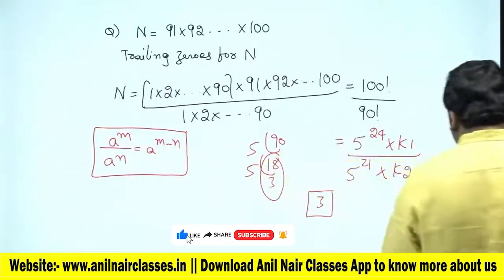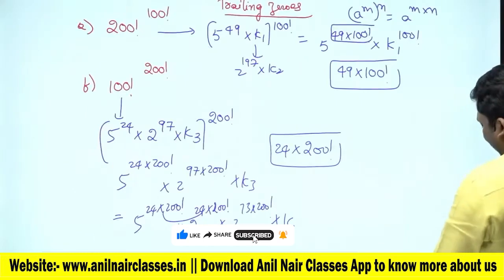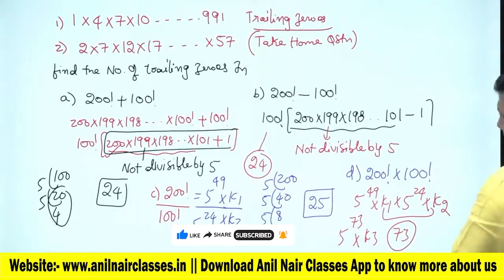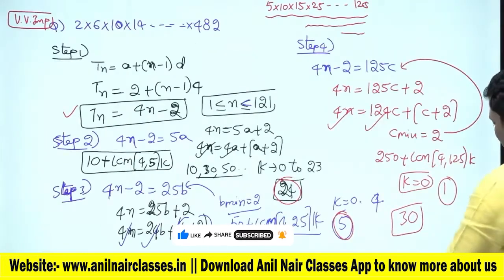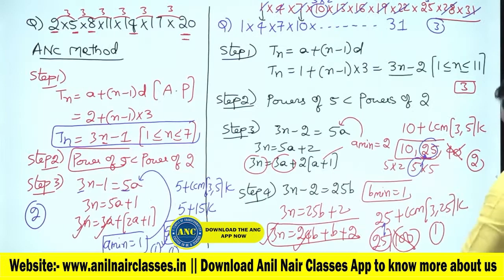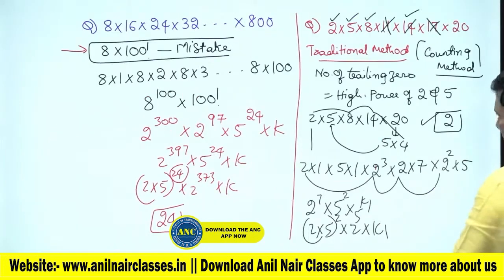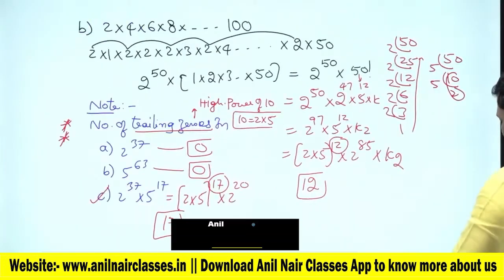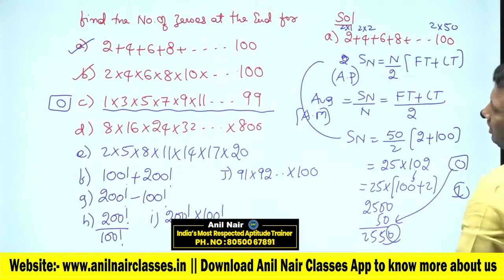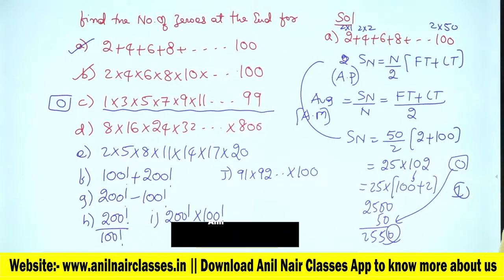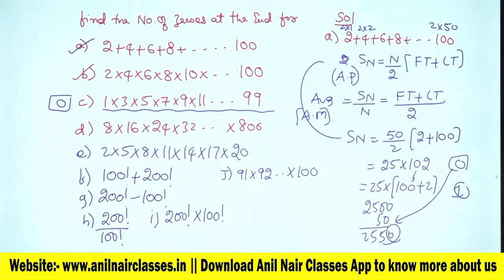Let me see if any other questions are pending. Factorial to factorial: addition, subtraction, multiplication, division. The series is in arithmetic progression, 8 into 16. Now GP also we will take.